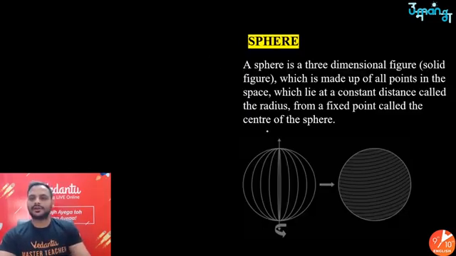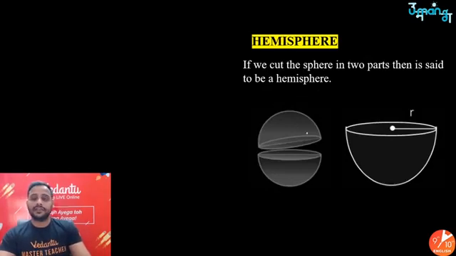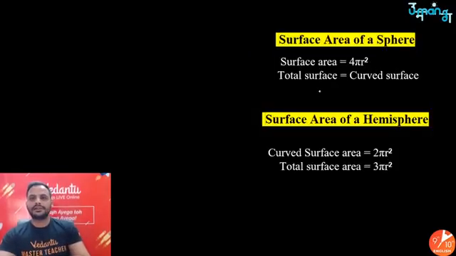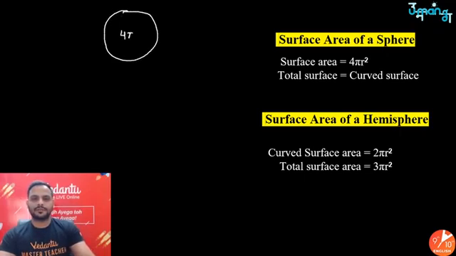Alright. Then comes the part of your sphere, your ball. If I cut the sphere in two equal parts, you will get a hemisphere. What do you get? Hemisphere, half of the sphere. Alright. Now, suppose I know the surface area of the sphere. So the sphere surface area is 4 pi r square.